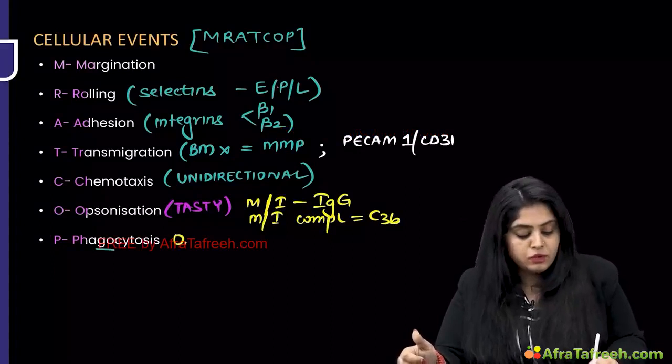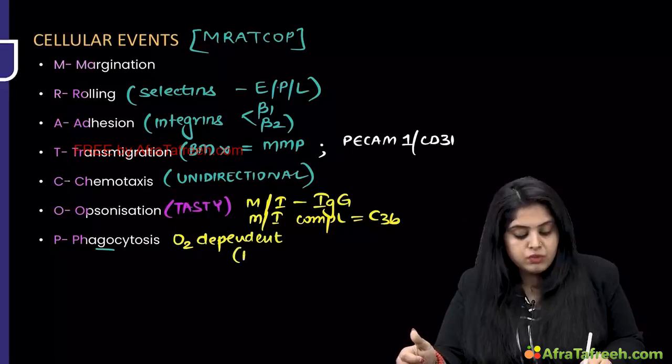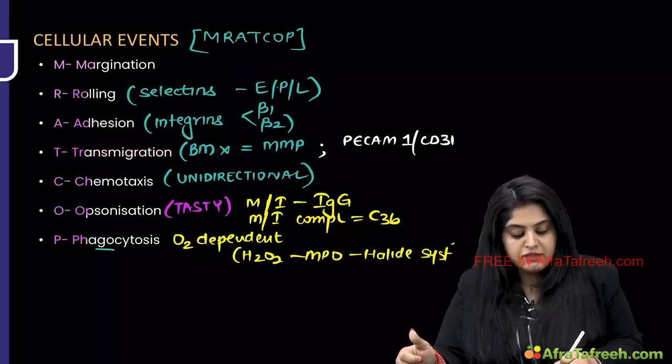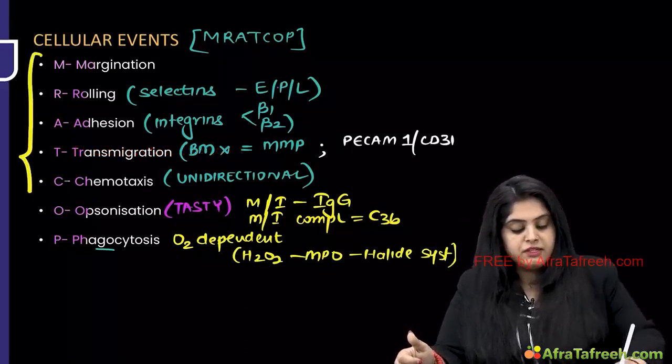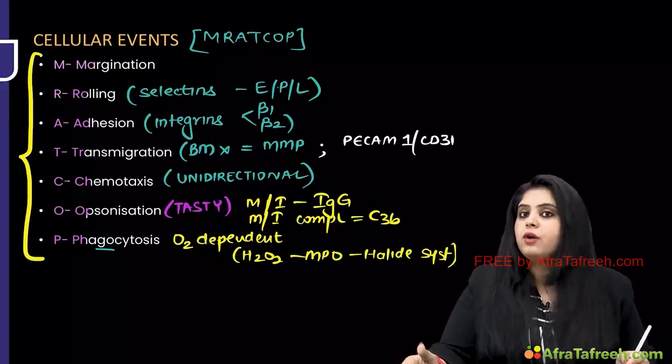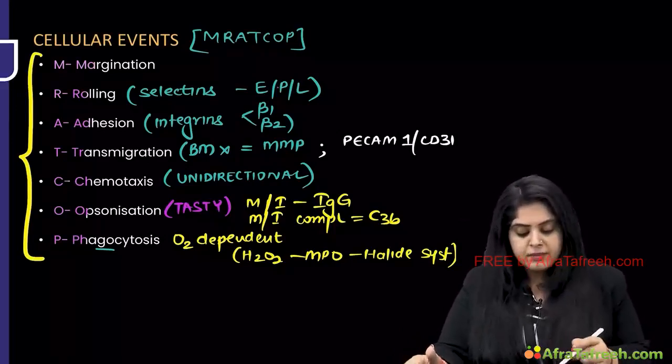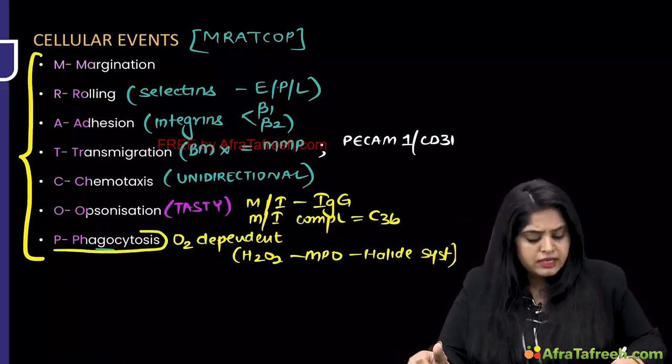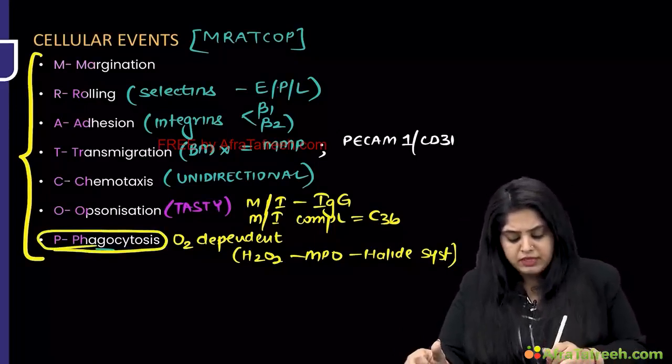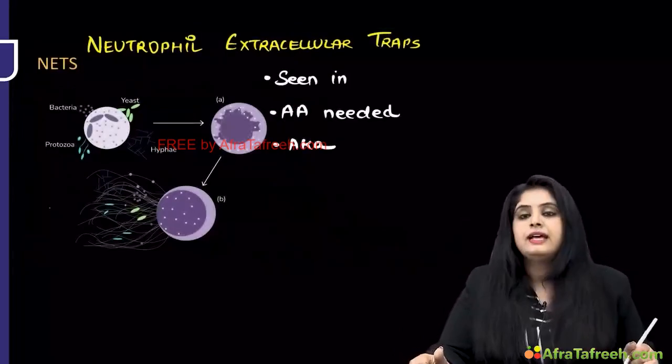Finally comes the eating. The eating process, the oxygen dependent one is more important, and that is known as the H2O2 MPO halide system. Very, very good. And this wraps up your entire cellular events, that is MRAT COP. I hope you've got confidence in this. Because you did a killing called phagocytosis, I'm going to tell you one more killing, and that is NETs.